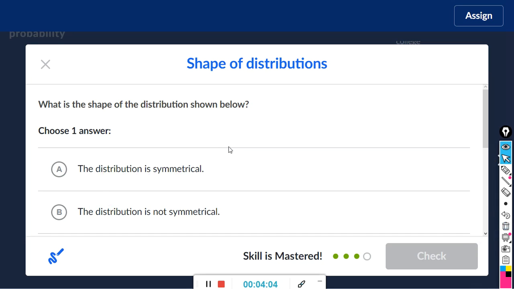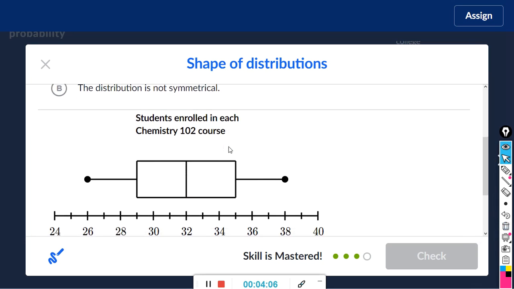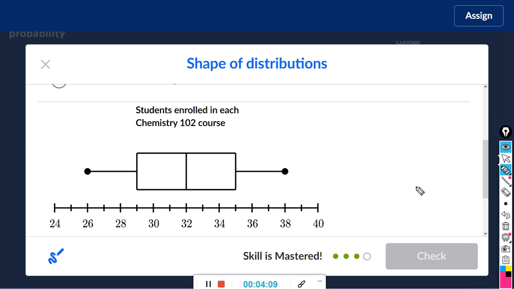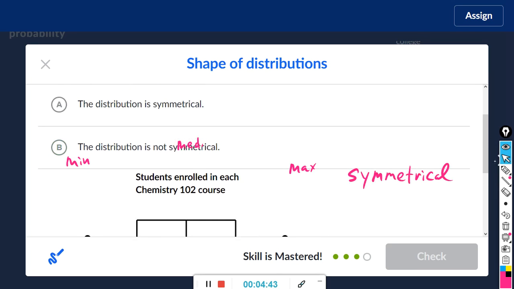All right, one more. What is the shape of the distribution shown below? Okay, again, we have the box and whisker plot. You don't really need to know too many specifics for this. All right, like I said before, this line here is the median. Okay, and this is the maximum. And this point here is the minimum. All right, we can see it's approximately balanced. Okay, it is approximately the same on both sides, and we call that symmetrical. All right, so this is definitely approximately symmetrical. All right, so that's answer A.